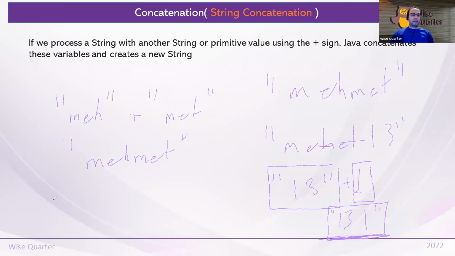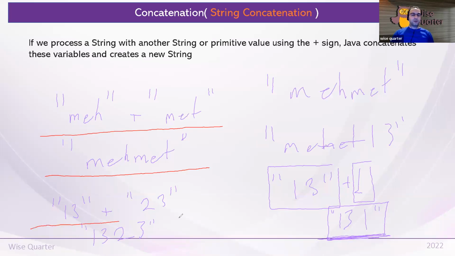If I put two numbers like this, for example, 13 plus 23, the result will be 1323. For a computer, these are not numbers, as I told you before. These are text values. They will act like letters, and Java will do the concatenation. And for this one, it's the same. These are like letters for Java because they are between double quotes, and it will concatenate them like this.